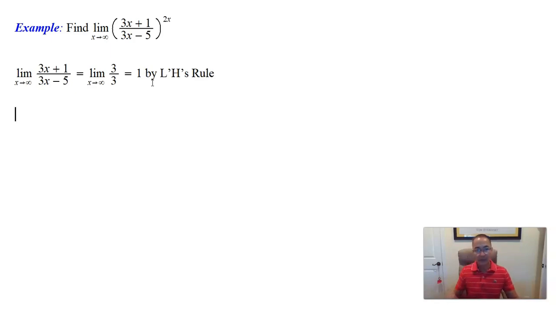So the base is approaching 1. The exponent 2x is getting bigger and bigger. Thus, this function has the form of 1 to the infinity. Again, that's just a shorthand. It is not literally 1, and it's not literally infinity. The base is just getting closer and closer to 1, but the exponent is getting bigger and bigger.